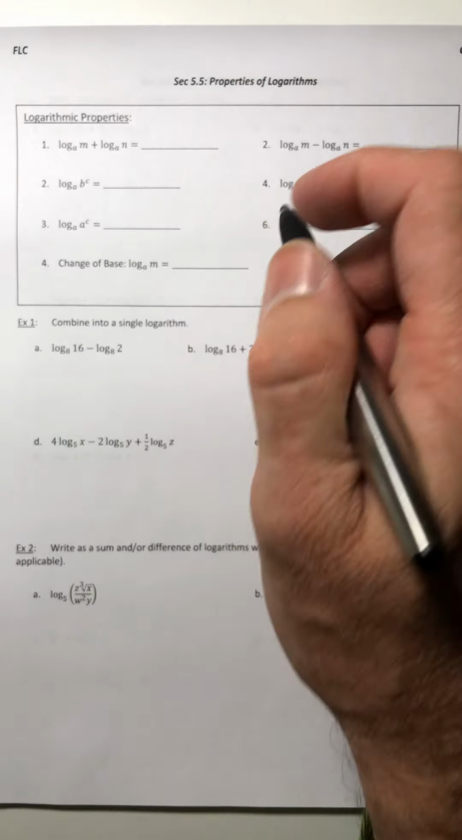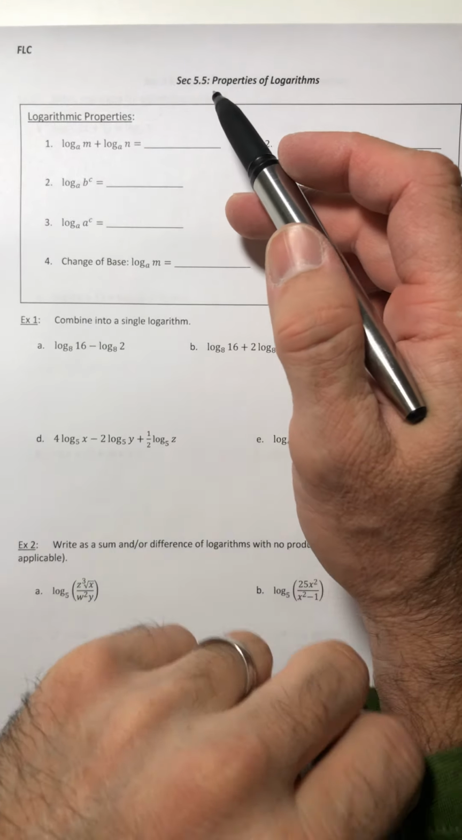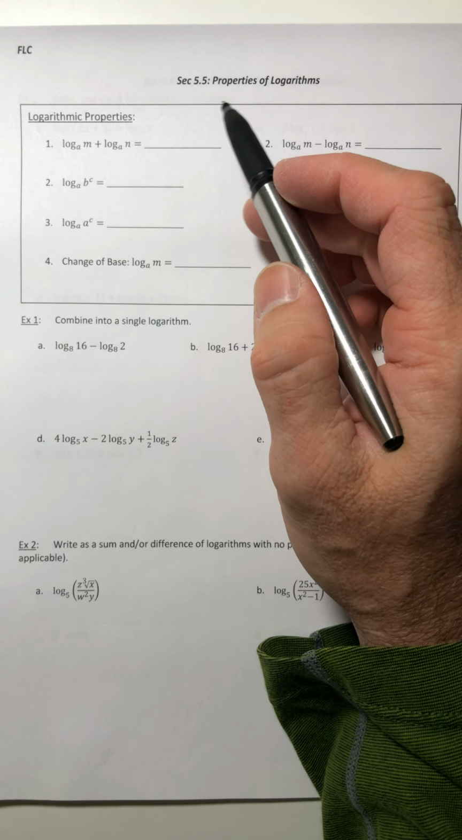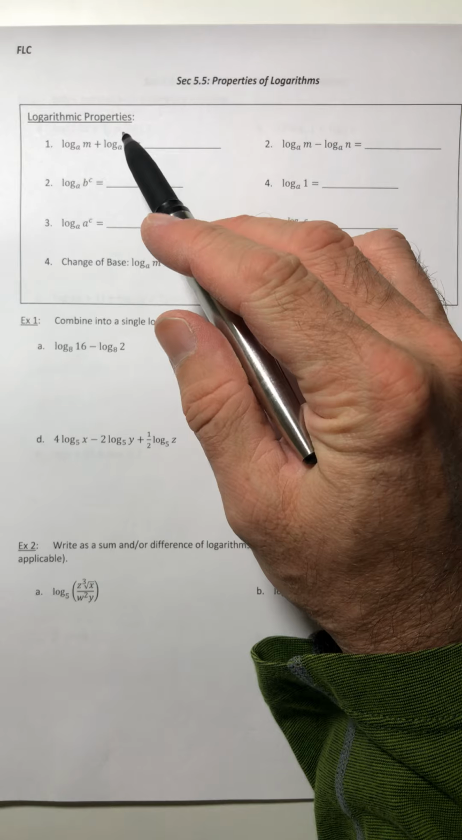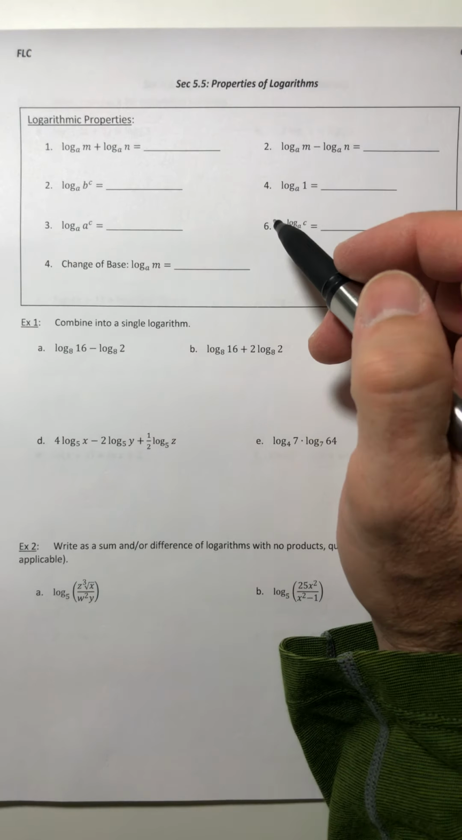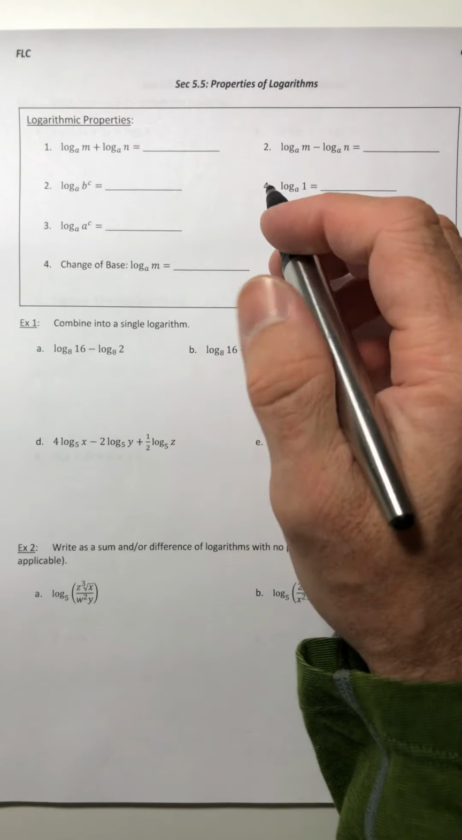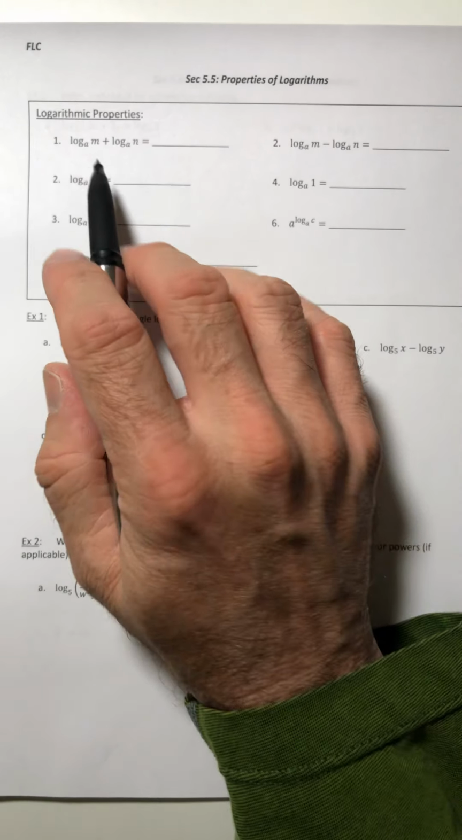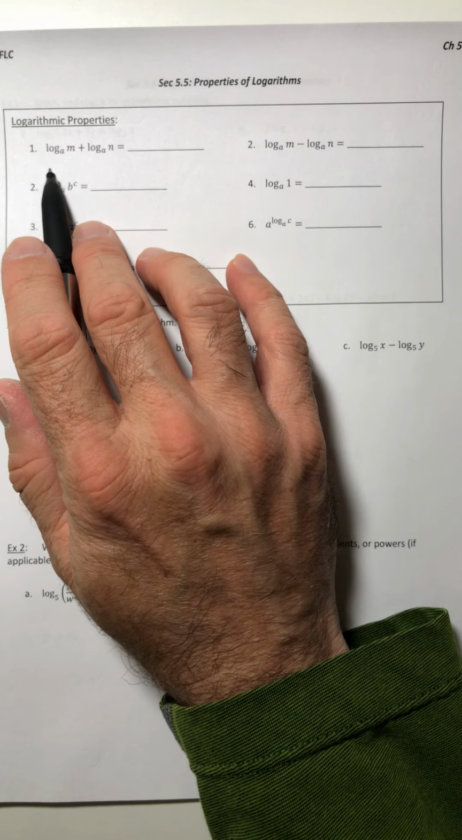All right, here we go, section 5.5. So now that we've seen how a logarithm actually works, now let's look at the properties that they have and go from there.